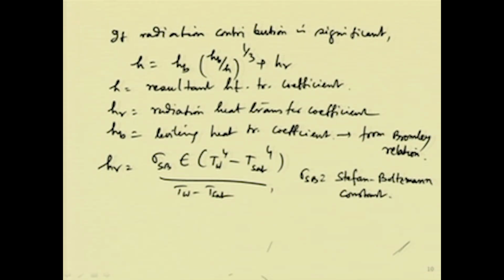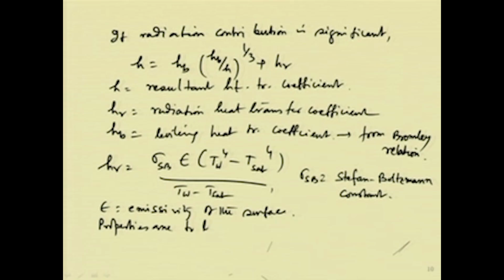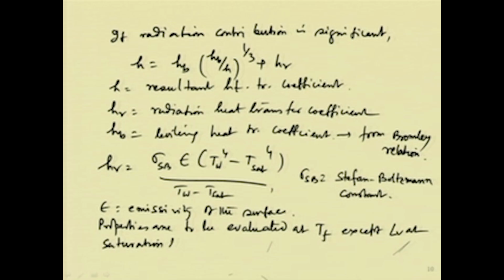Okay, fine, and epsilon is called emissivity of the surface, fine, and properties are to be evaluated at Tf, fine, except Lv at saturation temperature. This is for the Bromley equation. All the parameters have to be calculated.